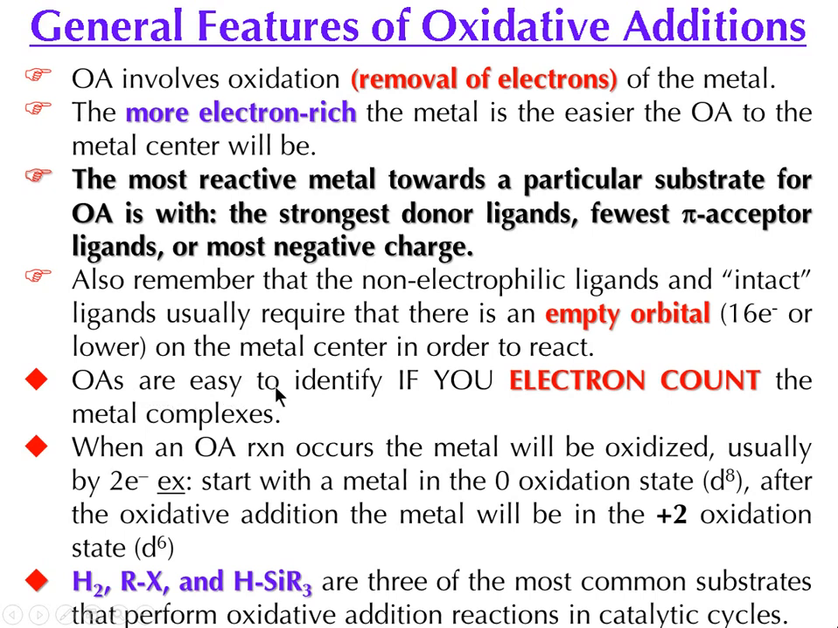Oxidative additions are easy to identify if you electron count the metal complex. For example, when we count the metal complex from the initial state to the final state, we can know if the oxidation state has changed or not. When an oxidative addition reaction occurs, the metal will be oxidized, usually by 2 electrons. For example, if we start with a metal in the zero oxidation state, d8, after the oxidative addition the metal will be in the +2 oxidation state and the electronic configuration is d6. H2, RX, and HSiR3 are three of the most common substrates known to perform the oxidative addition reaction well in a catalytic cycle.